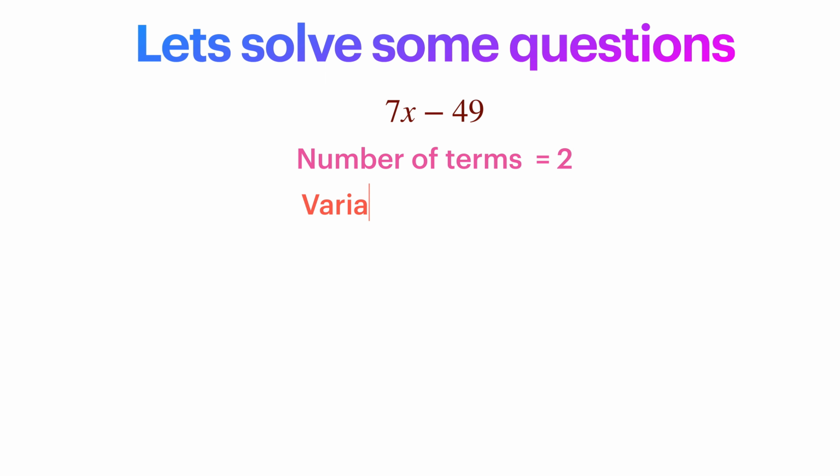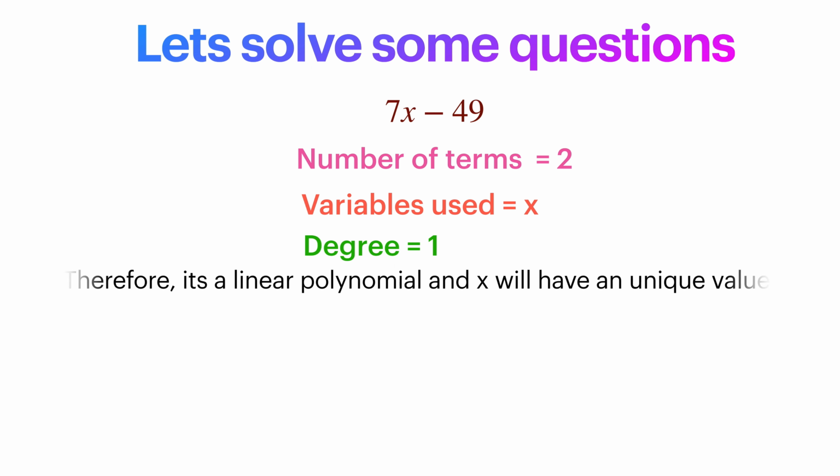So let's solve some more questions now. 7x minus 49. As we can see, the number of terms is 2, the variable used is x, and the degree of this expression is 1. That means it's a linear polynomial and we should get a straight line if we solve this expression. As you can clearly see, x has one single value that could be the magnitude of the length of a line.